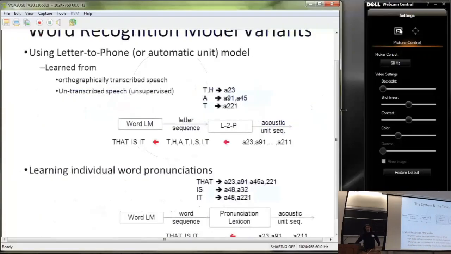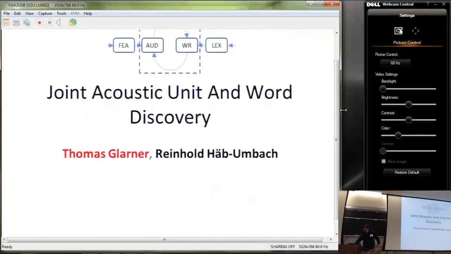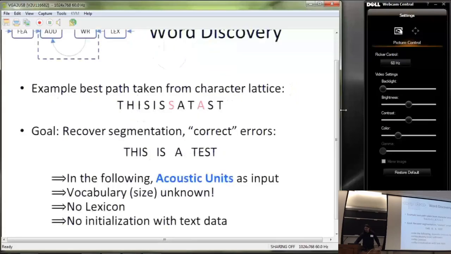Hello, my name is Thomas Glaner, and I want to talk about joint acoustic unit and word discovery, which basically means I want to feed back word information into the acoustic unit discovery to improve it. In order to do that, I first have to talk about the word discovery model we used for that, and it's based on the word segmentation approach from Daichi.